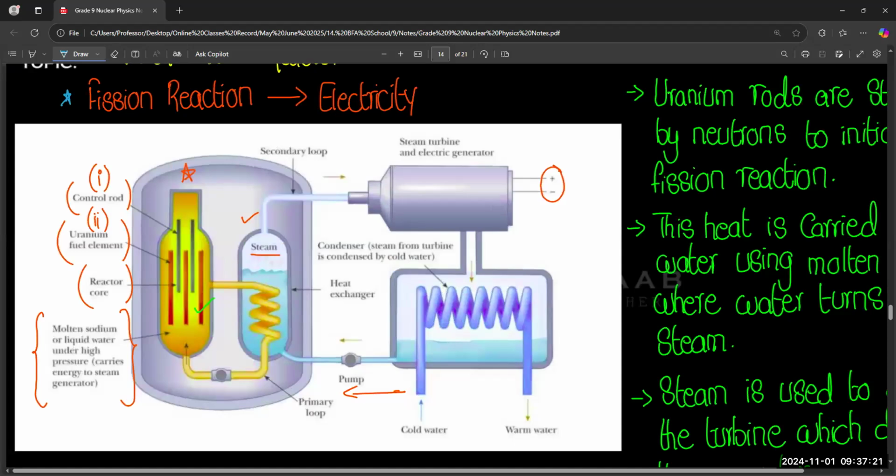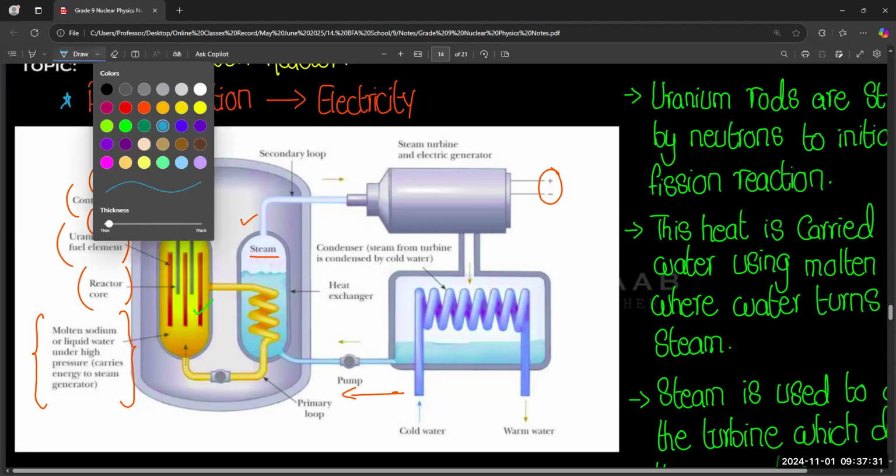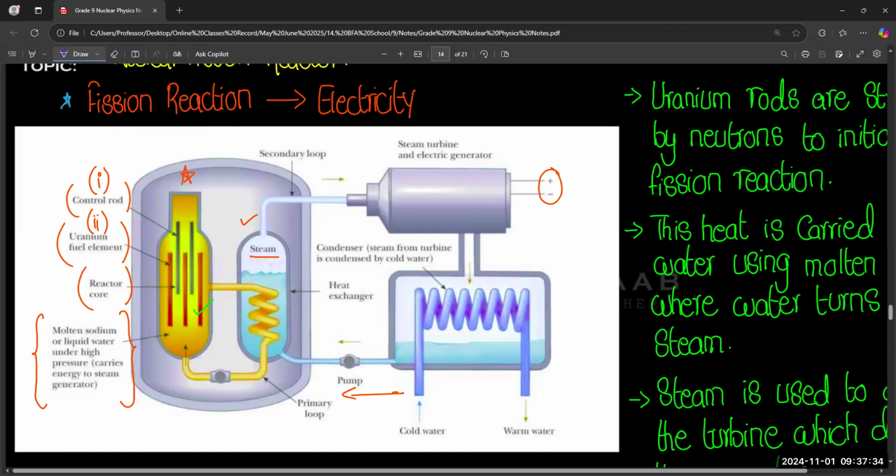In this setup, you can see there are some important components. The first one is the control rod. This is an important component in this nuclear reactor because in exams they ask about some specific components. So the first important component is the control rod.